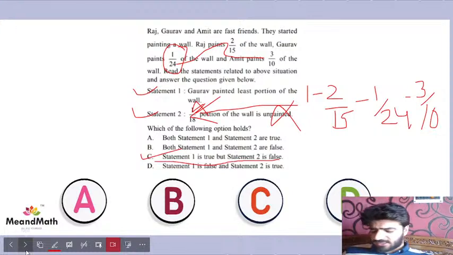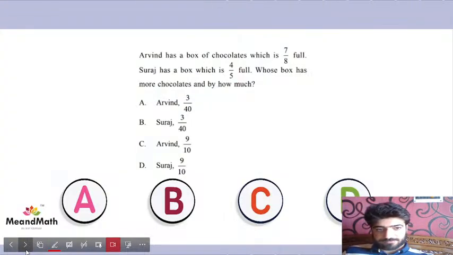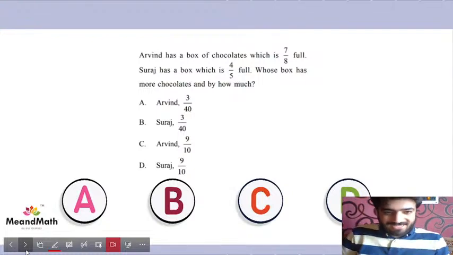Okay. So these were a couple of longer questions. Flamer says C, meaning Kriti. Okay, so C was the correct option. Now this is too easy for you guys. Come on, do this quickly and correctly.